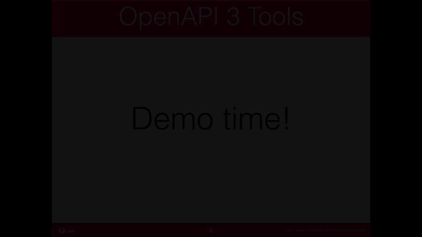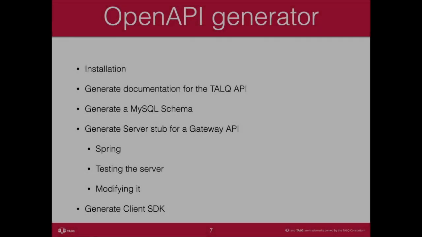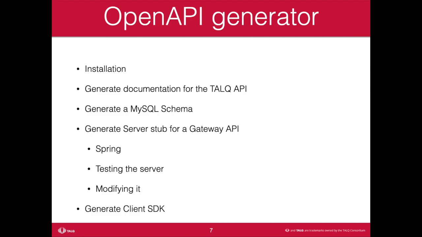Now is demo time. To see a brief view of what OpenAPI Generator can give us, and after installing it, I will generate documentation for one of the TALQ APIs, and we'll see how it looks. Then, I will create a MySQL schema, and we'll briefly review the generated SQL. But for the central part of the demo, we will generate a server stub for the TALQ API with Spring. We will test that the server works, and we will modify the source code so that we can see the differences. And finally, I will generate a client SDK so that it can be used in your implementation.